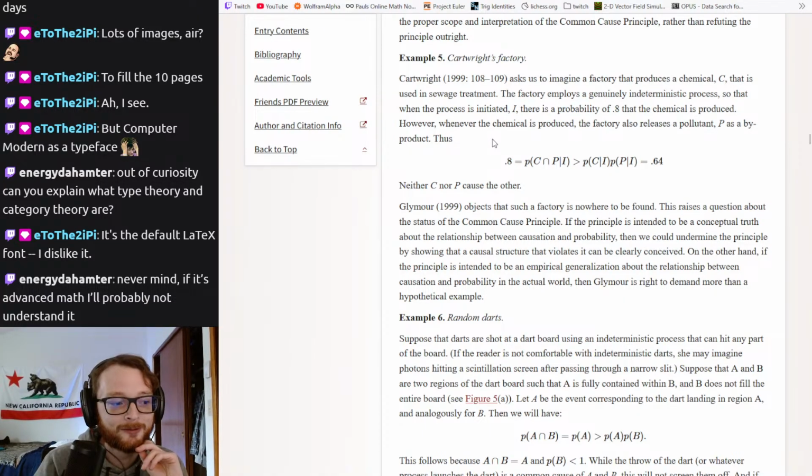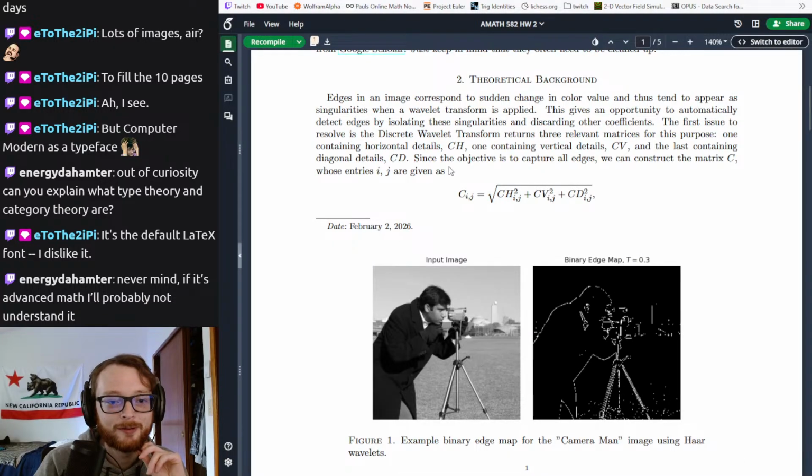It's a default LaTeX font. You dislike it? Oh, I don't mind it. I'm not much of a font person though.